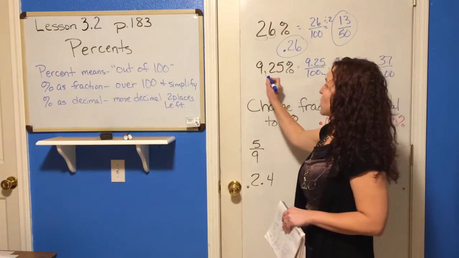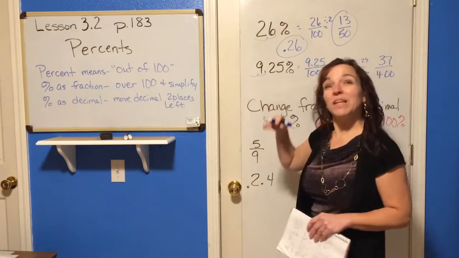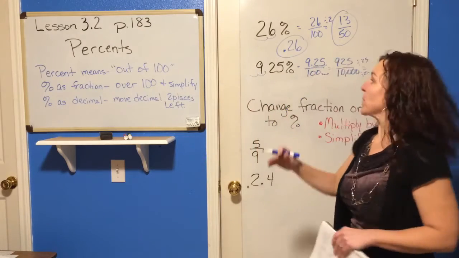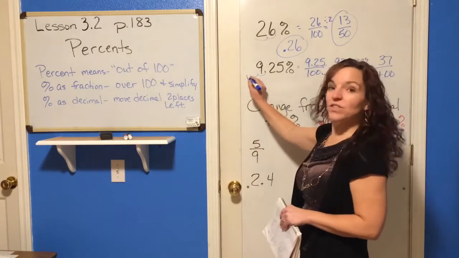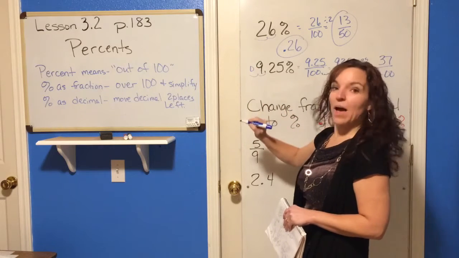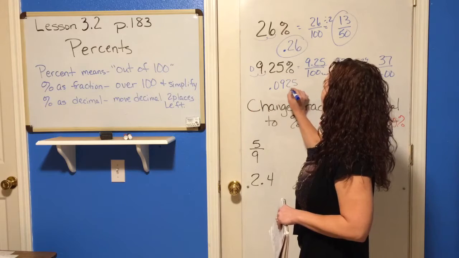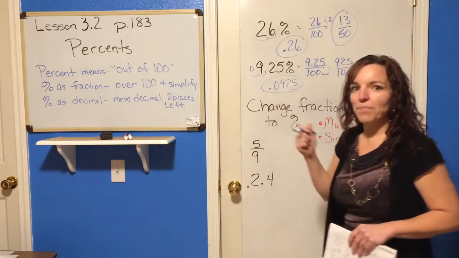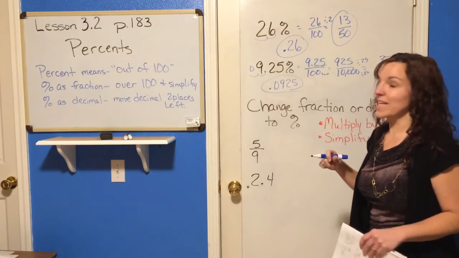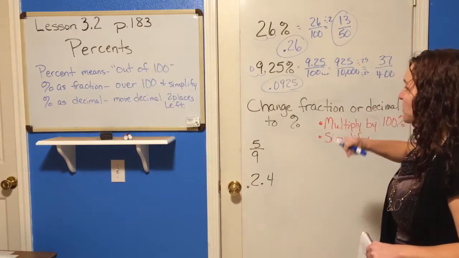9.25%, you're going to move it 2 places to the left to remove that percent sign. And then if you've moved it to the left, remember you have to fill in that place value. So 0.0925 as a decimal. Remember to drop that percent sign if you're changing it to a decimal. So you would take it off.